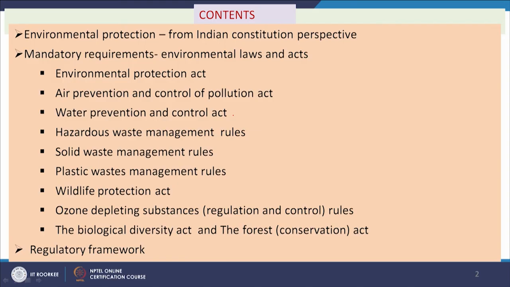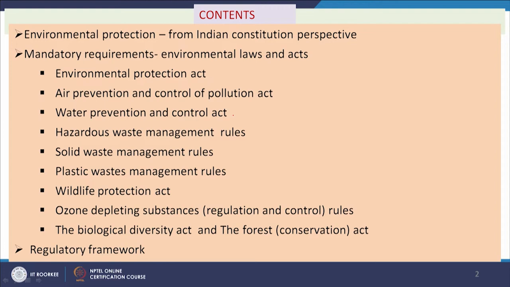Apart from that, to ensure environmental quality, we need some guidelines and standards and a regulatory framework along with some rules, acts and regulations, and overall environmental laws are very, very important.